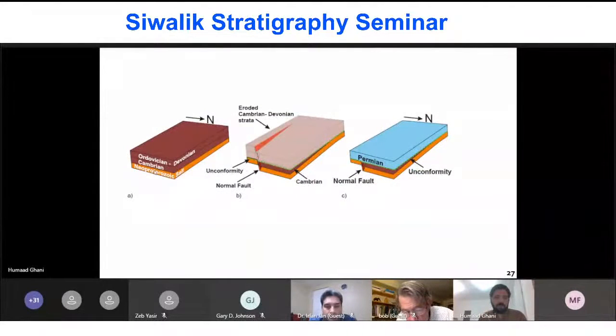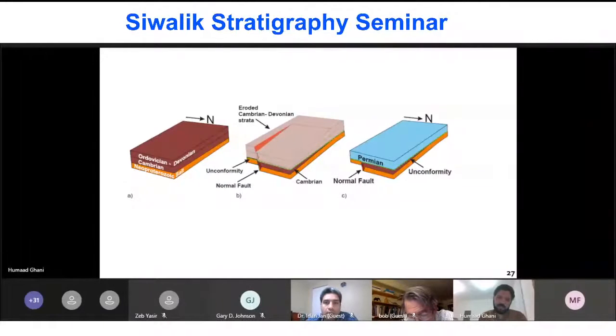This is my conceptual model, that after the deposition of the Cambrian, we also had the Ordovician-Devonian strata deposited on top of it. We see these strata in the Peshawar Basin, and also in the Abbottabad ranges. And then we had this regional erosion and normal faulting in the late Paleozoic. Afterwards, this formed the unconformity when the Permian strata came in. What was known in the Salt Range was that this unconformity represents a depositional hiatus. But I think this is more related to a deformational event in the late Paleozoic, and that was already reported in other parts.